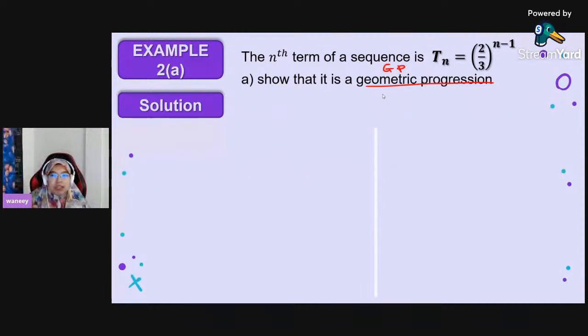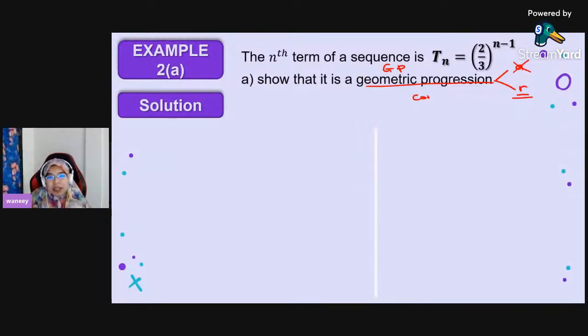So again, I repeat, geometric progression, you have two things, the first term as well as the common ratio. First term, biasanya untuk setiap sequence memang ada first term. Bukan biasanya lah, memang semua sequence ada first term. So of course, you cannot use based on your first term. So you got to use your common ratio. So proof from your common ratio.